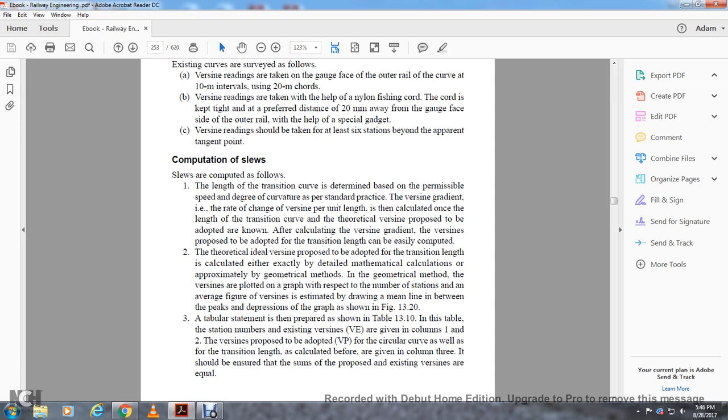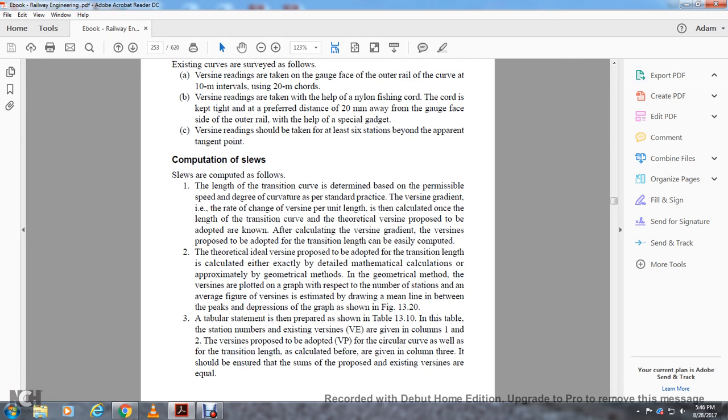Computation of slews. Slews are conducted with the length of the transition curve determined based on the permissible speed, with the degree of curvature per standard practice. Various versine gradients range for the train, versine per unit of the calculated length of the transition curve. The theoretical versine proposed to adopt is known. After calculating the versine gradient with the versine proposed to adopt, the transition length can be computed.